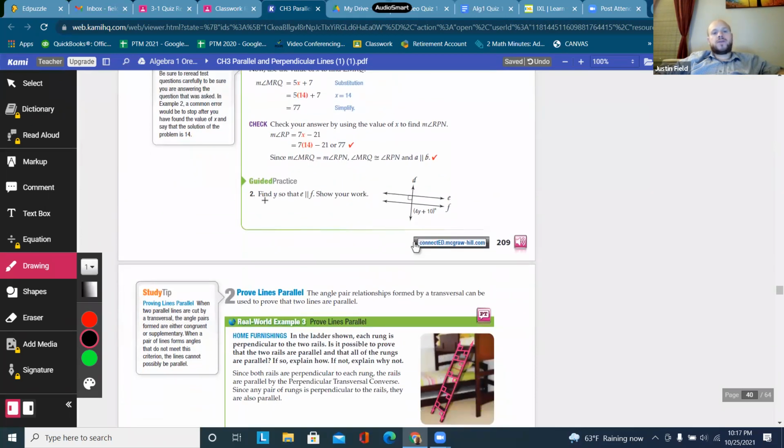So find y so that E is parallel to F. So 90, that makes this 90, and it has to be 90 because these are corresponding angles, and they all have to be 90. And so the equation would be 4y plus 10 has to equal 90. So 4y equals 80. So y equals 20. I think so.